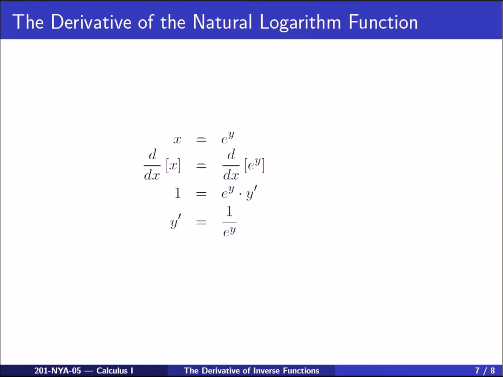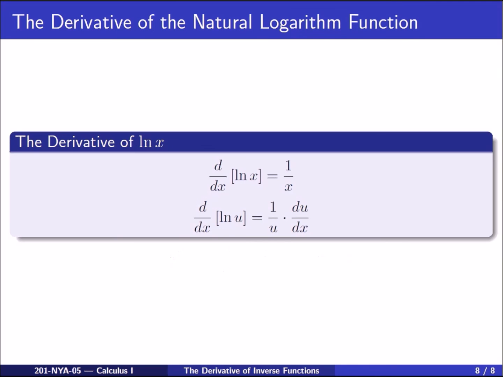Remembering that, if you look at the first line, e to the y is equal to x. So this means that y prime is just 1 over x, and that's the derivative of the natural logarithm function. So we get another basic formula, which is that the derivative of the natural logarithm function, ln of x, is 1 over x. And below you have its chain rule version.